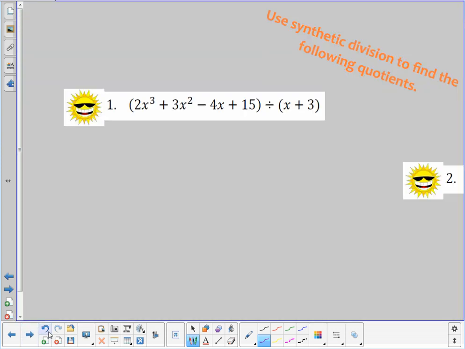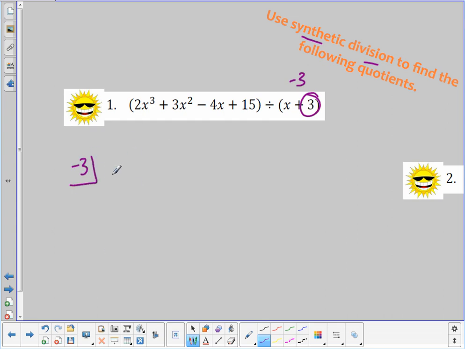I'm going to look at number 1. In number 1, I have 2x to the third plus 3x squared minus 4x plus 15. Just like in long division, I need to make sure none of my powers are skipped, and here they're not. 3, 2, 1, and then the constant. Since I'm using synthetic division, I'm going to take the opposite of this 3, which would be negative 3, and that's going to go inside the box on the left.